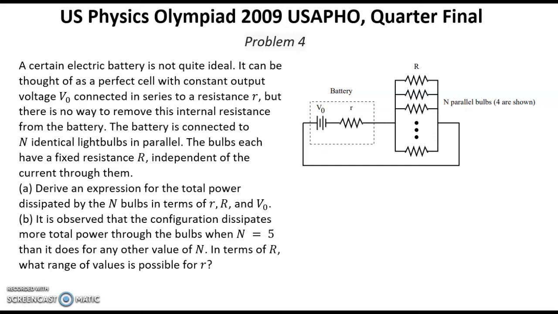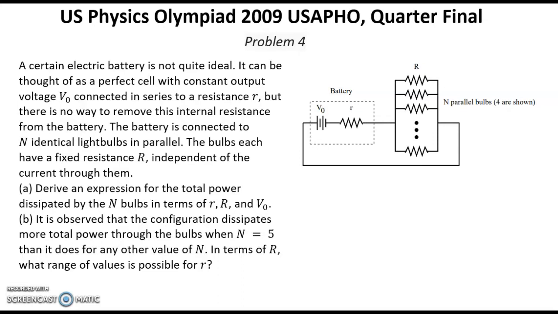It can be thought of as a perfect cell with a constant output voltage V0 connected in series to a small resistance r, but there is no way to remove this internal resistance from the battery. The battery is connected to big N ideal light bulbs in parallel. The bulbs each have a fixed resistance big R, independent of the current through them.